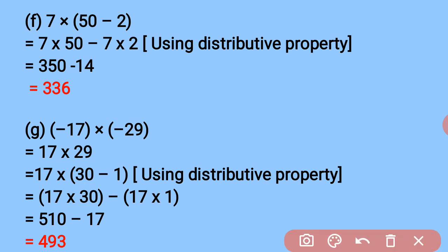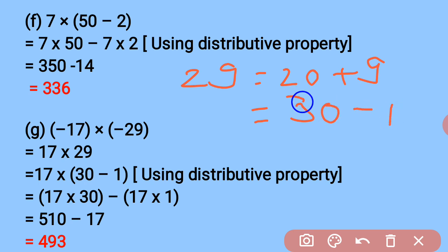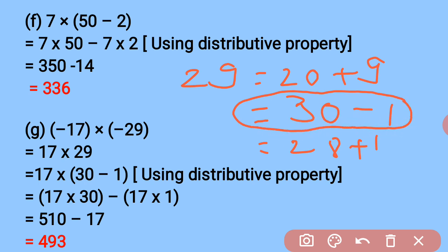There are various methods of expansion. Now we have the number 29. 29 can be written as 20 plus 9 also. 29 can be written as 30 minus 1 also. 30 minus 1 is the number which we have taken. This 29 can be written as 28 plus 1 also, and there are various ways of writing, hundreds of ways of writing. Okay, but selection is very important.